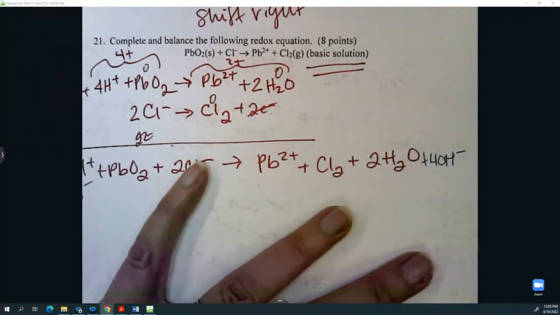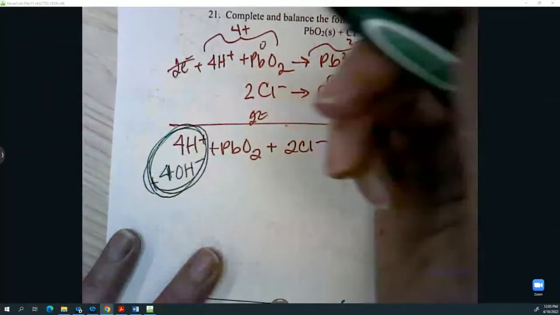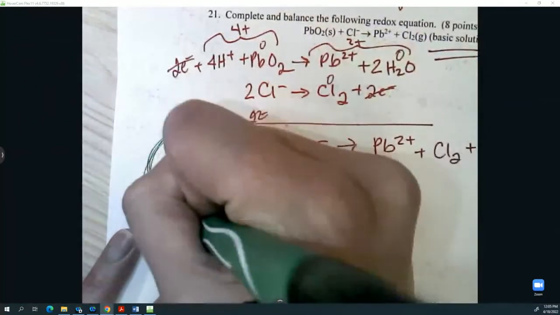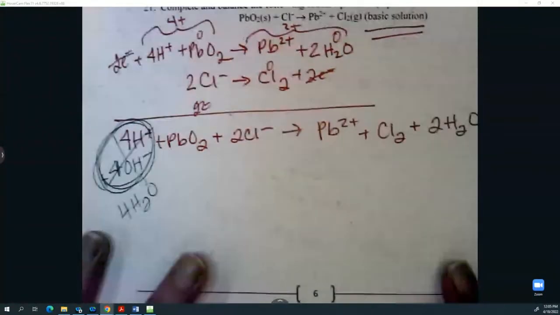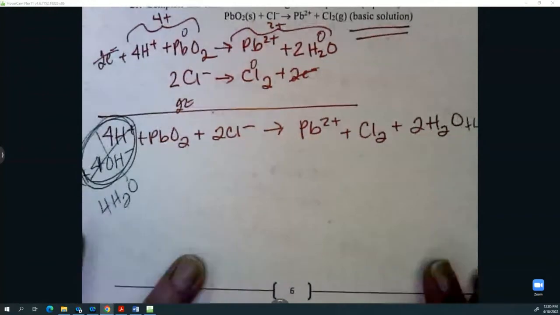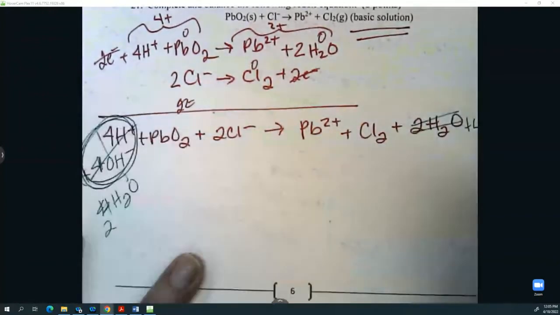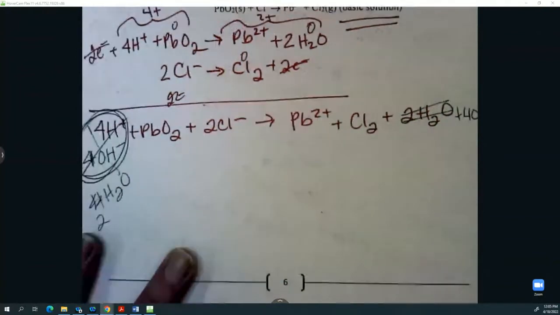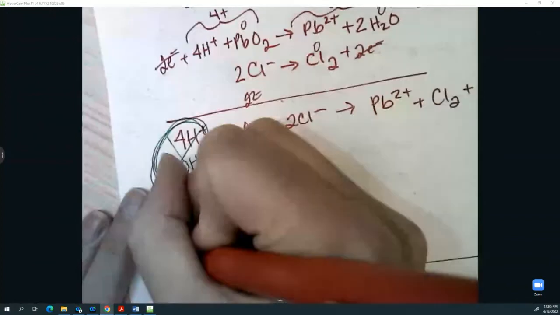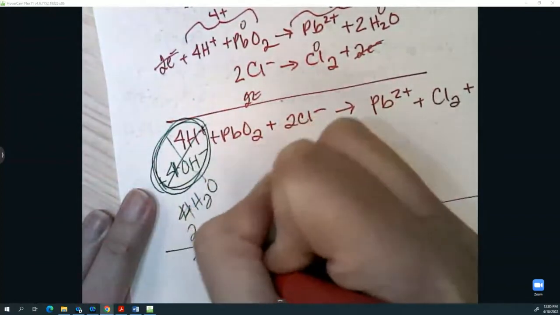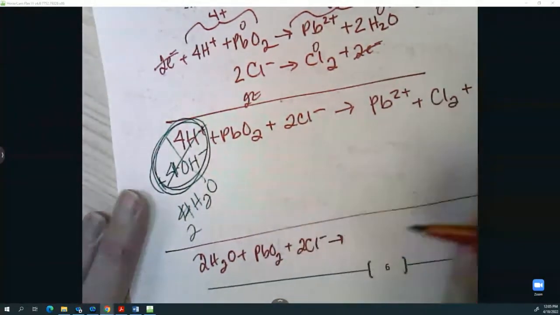So 4 hydroxides over here. And then these 4 hydroxides will bond with those hydrogens and become 4 water. Now, all I need to do is cancel stuff. I see I've got 4 water on the left and 2 water over here, so I can do that. And now it's kind of a mess, so let me just rewrite it. 2 waters on the left, lead oxide, 2 chlorines.